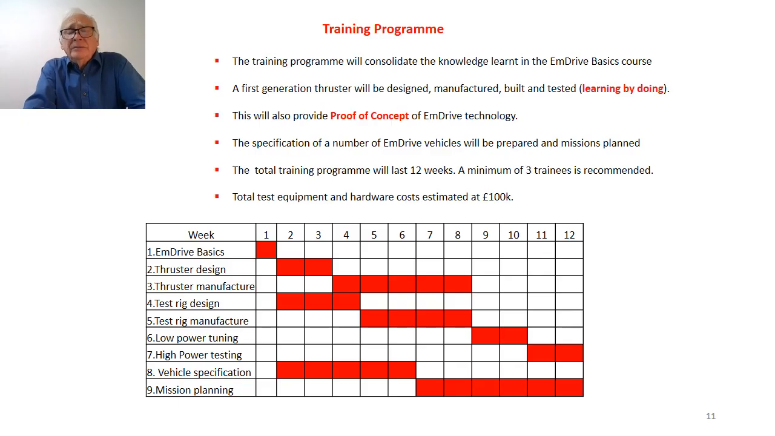I would recommend a minimum of 3 trainees, and I would suggest that one of them should be a pretty experienced microwave engineer who can actually make sure that the experimental work is done correctly and safely, with much emphasis on the safety aspects of it. Total test equipment and hardware costs I've estimated for this particular training program at £100,000 UK.